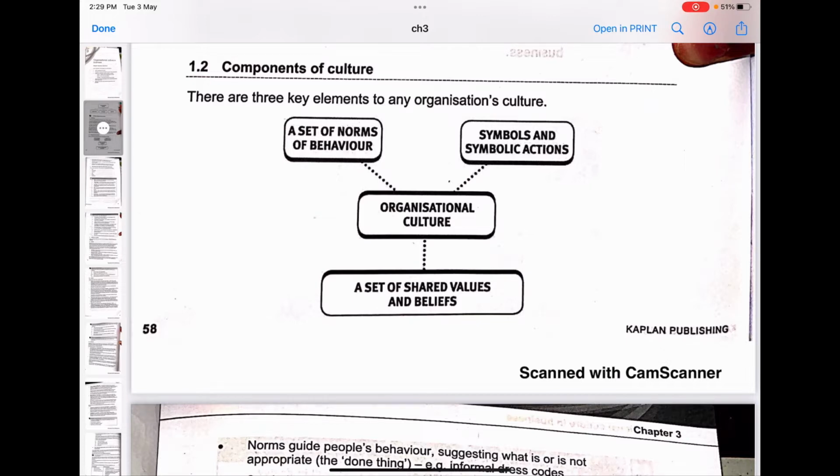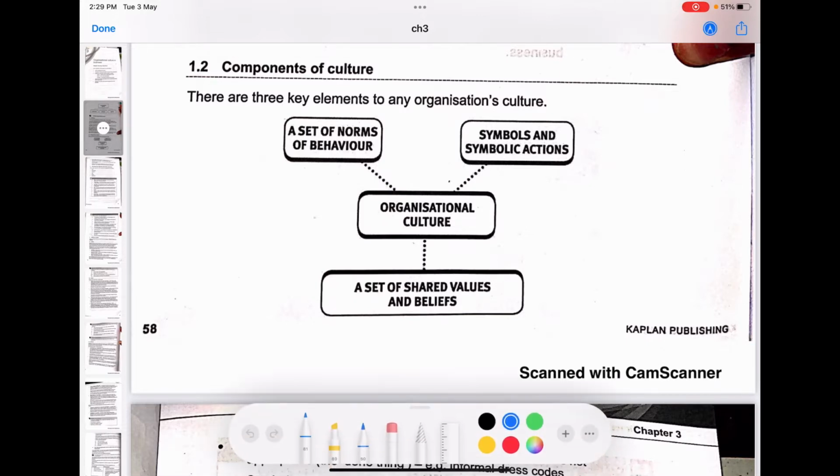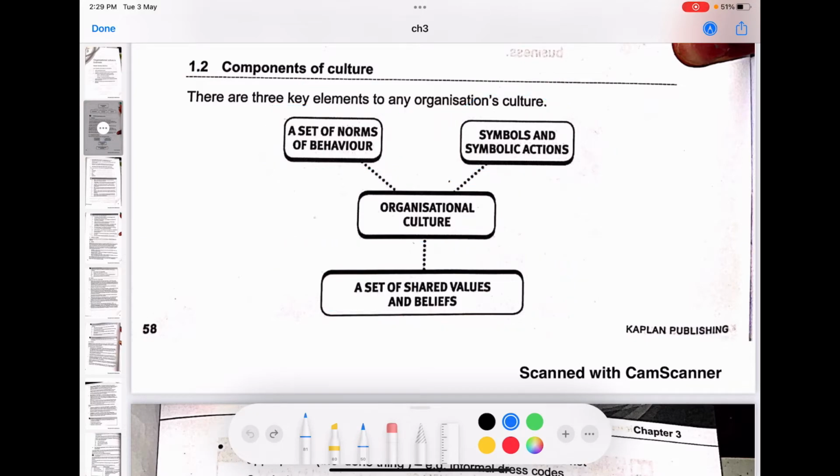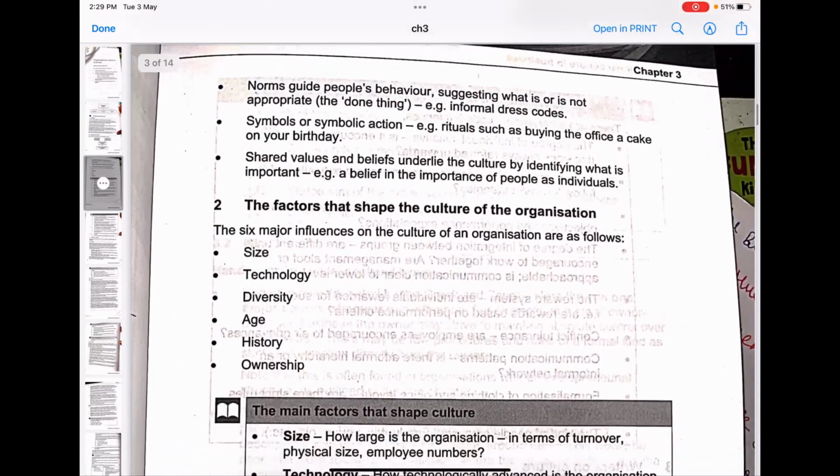Components of culture. There are three key elements in any organization's culture. So what are the three components? The first one is a set of norms and behavior. We've just discussed this. Symbols and symbolic actions. There are various symbols and symbolic actions which every organization has. A set of shared values and beliefs. This also we've done. Let's go into the detail of the following.